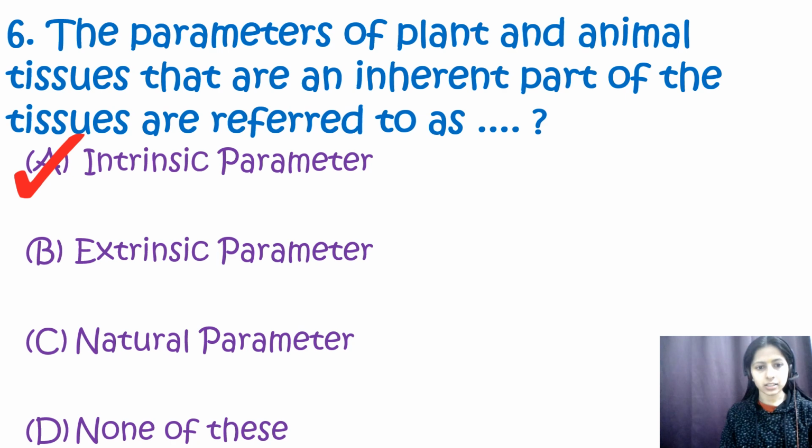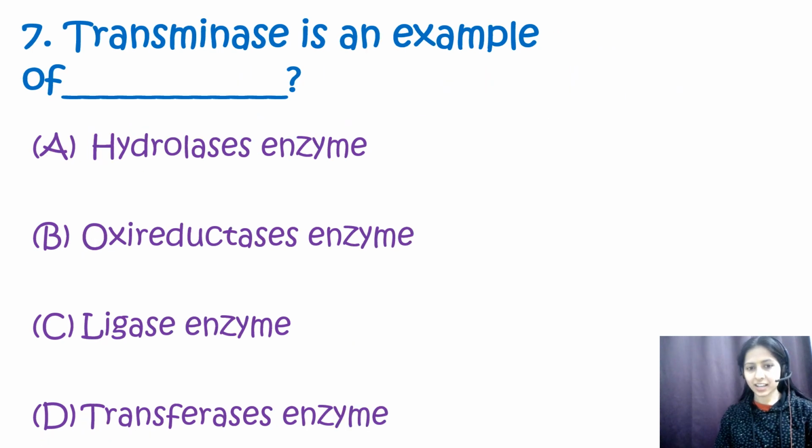So here the correct answer is intrinsic parameter, option A. Question number 7. The transaminase is an example of option A hydrolase enzyme, option B oxidoreductase enzyme, option C ligase enzyme, and option D transferase enzyme. The correct answer is option D, that is transferase enzyme. The function of this transferase enzyme is that it transfers a functional group from one molecule to another molecule.